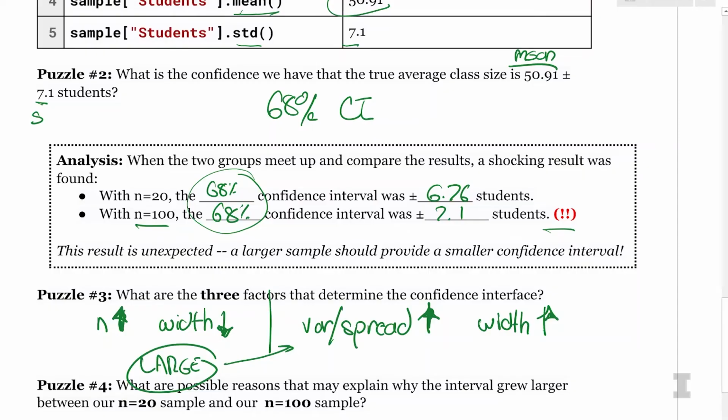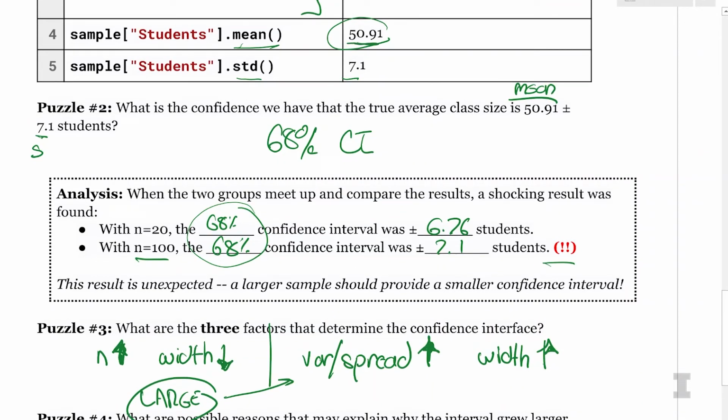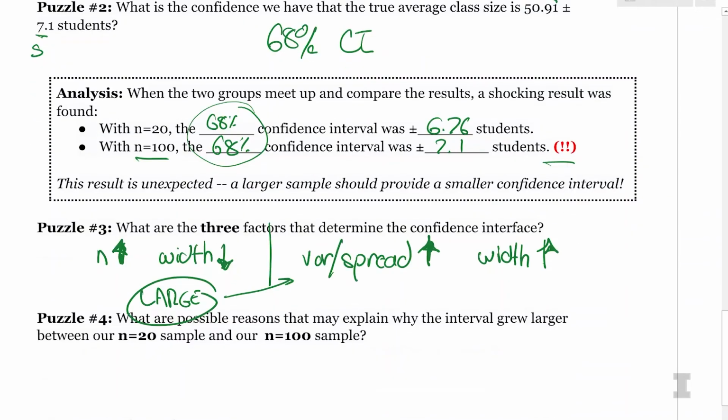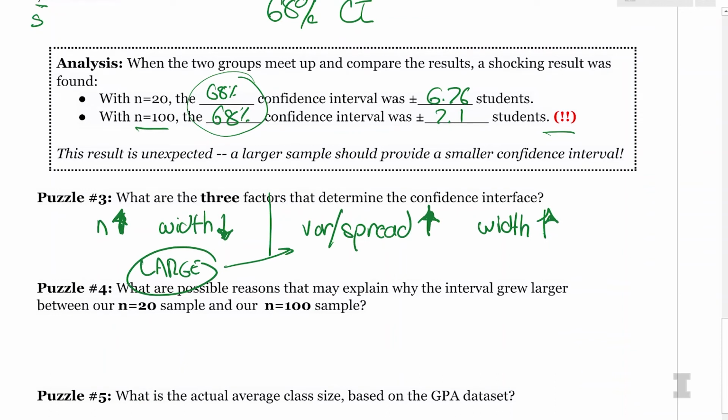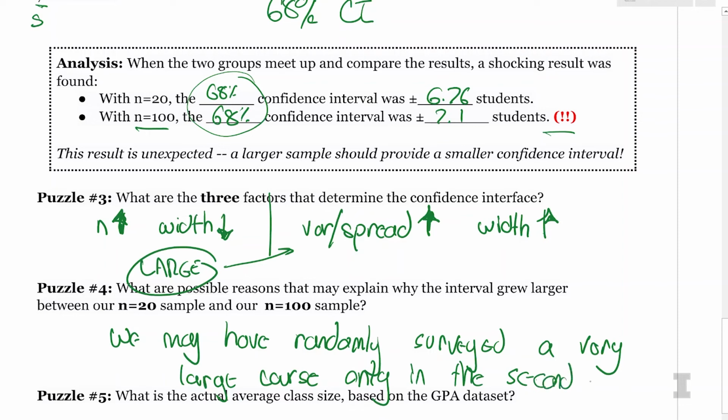I think you're right, definitely. That kind of explains why the second margin of error would be bigger. This is also reinforced by the fact that our mean went up by quite a bit, all the way up to 50. That seems to indicate that we picked one of those really large courses. So what are the possible reasons that might explain this? We may have randomly surveyed a very large course only in the second set.